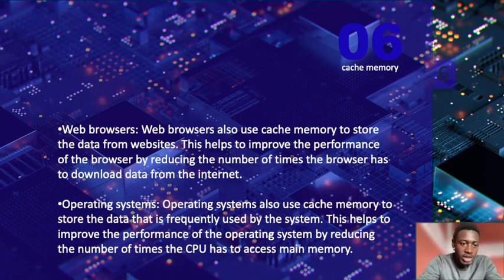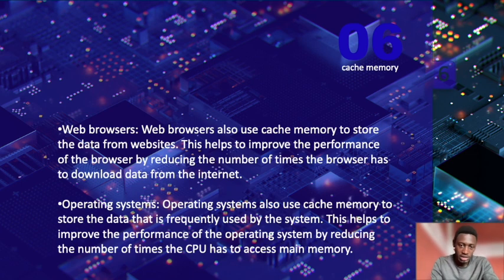The operating system also uses that same principle, the cache memory, to store data which is frequently used, to improve the performance of the operating system by reducing the number of times the CPU has to go to the main memory to fetch data.